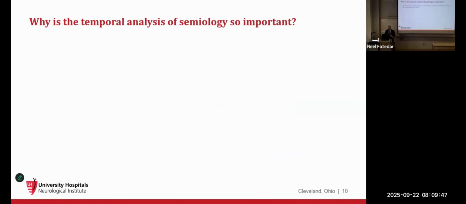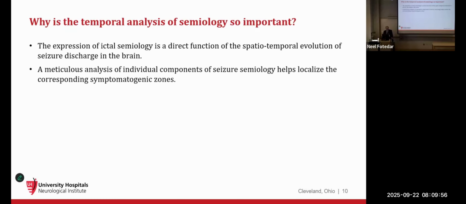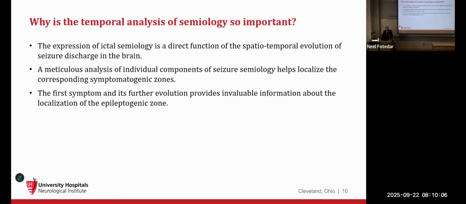So why is the temporal analysis so important? As I mentioned, the expression of the ictal semiology is a direct function of the spatial-temporal evolution of the seizure discharge in the brain. When you do a very careful analysis of these signs and symptoms, it does help you localize the corresponding symptomatogenic zones, okay? The first symptom and its further evolution provide invaluable information. So the first symptom is very important, but the evolution is also very important. Both are very important. And I'll show you an example of why that's the case.